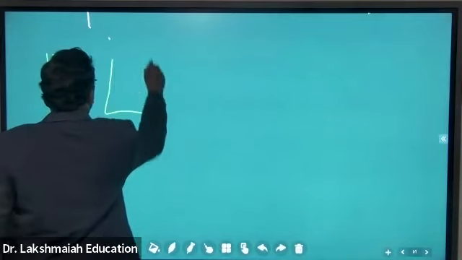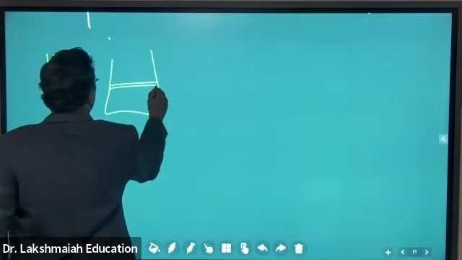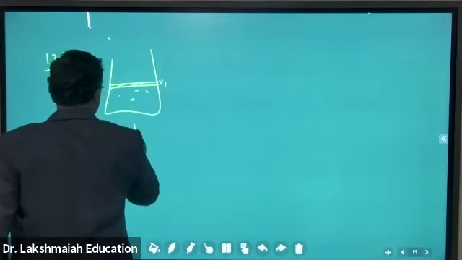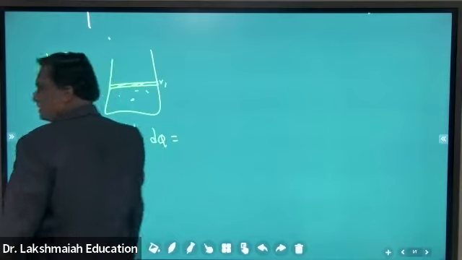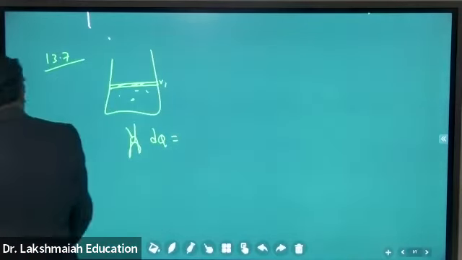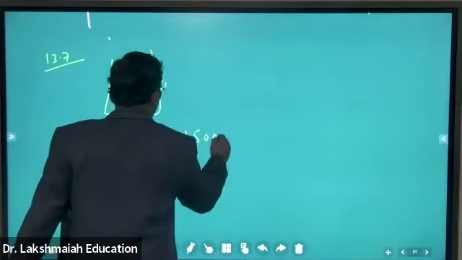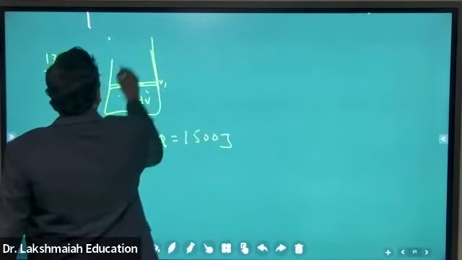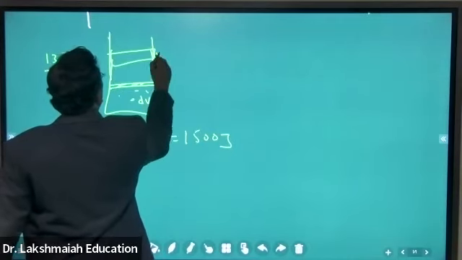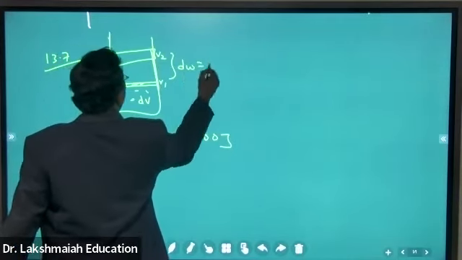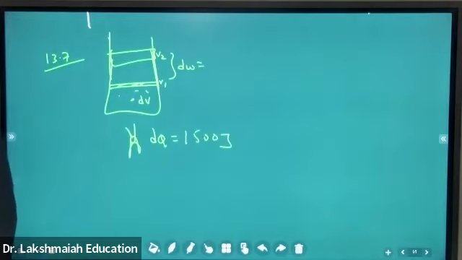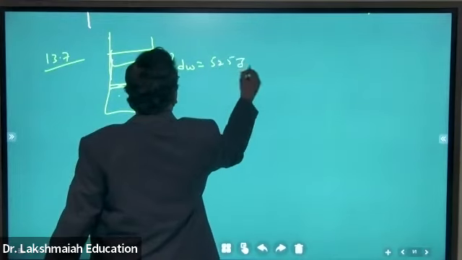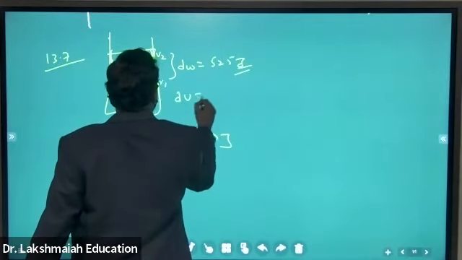Means the question will be like this. So this is the gas, it has volume V1, heat is given, that is dQ. dQ is equal to how much? That is 1500 joules. By giving heat, dU is there, and then the piston is moving from V1 to V2. The external work done also they have given. External work done is equal to 525 joules.